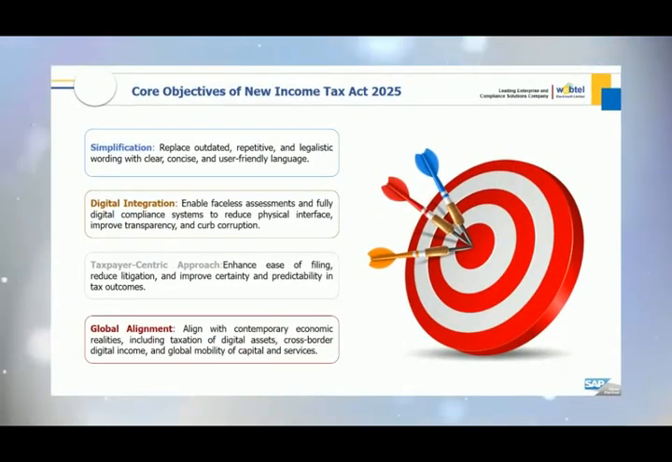Core objectives of the Income Tax Act, 2025. The primary objective of the new law is simplification, achieved by replacing complex and legalistic language with clear, plain drafting. Another major objective is full digital integration, enabling faceless assessments and online compliance to enhance transparency and reduce unnecessary interaction. The Act adopts a taxpayer-centric approach by aiming to reduce litigation, improve certainty, and make compliance easier. It also aligns India's tax framework with global and digital economic realities, including modern business models and digital assets.